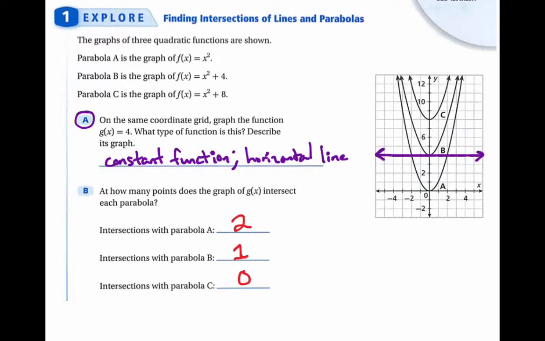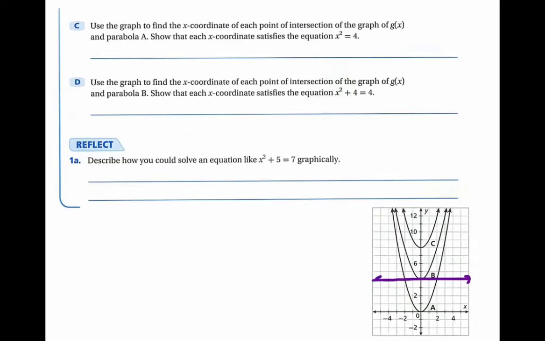We have 0. So if we had this system of parabola A and this line, how many solutions would we have? 2. If we had parabola B and the line as our system, how many solutions? 1. And how many solutions would we have with C and the line? 0 solutions, no solutions. Sounds familiar, doesn't it?